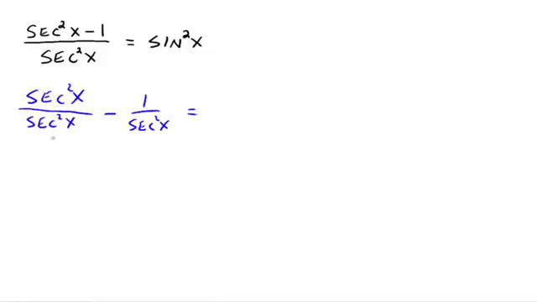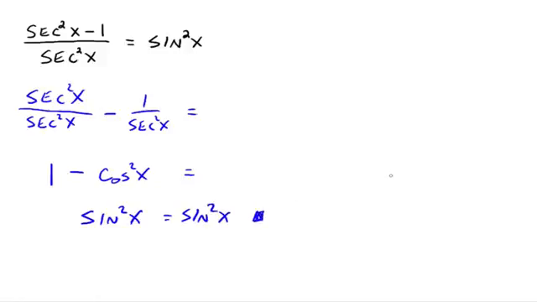Well, secant squared x over secant squared x is just 1, right? And 1 over secant squared x is cosine squared x, right? And then 1 minus cosine squared x, is that special? Yeah, since sine squared plus cosine squared equals 1, then 1 minus cosine squared has to equal sine squared x. And you've just verified that identity. Okay? So just another thing you kind of look for.